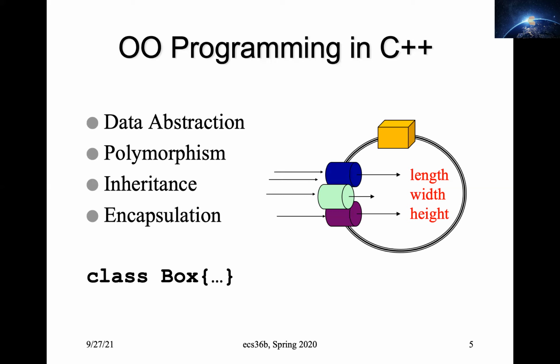Right. In fact, length, width and height are not even in the interface. The interface I will show you is something else, just compute the volume of this object. We don't even see that. That's internal. So maybe internal, I don't even have that. So that's the encapsulation. Good question. Okay. Any other question? Okay.